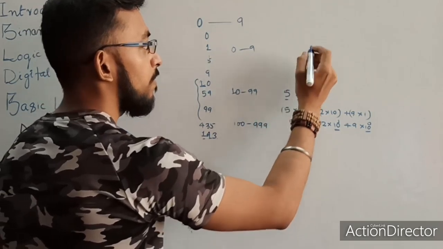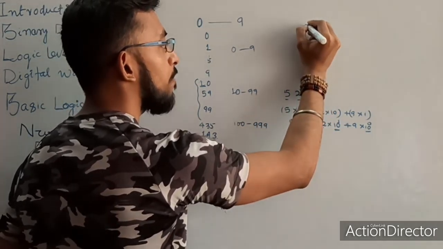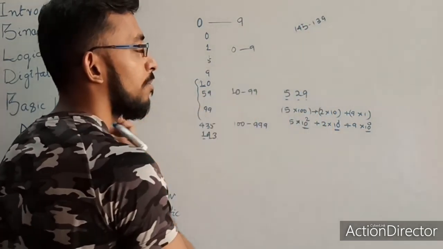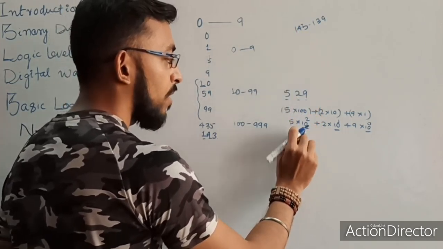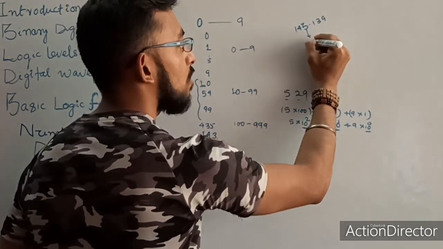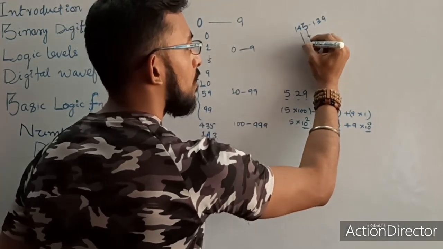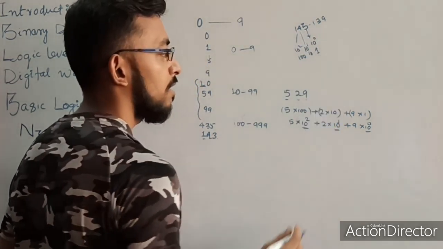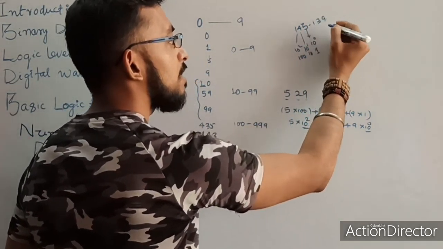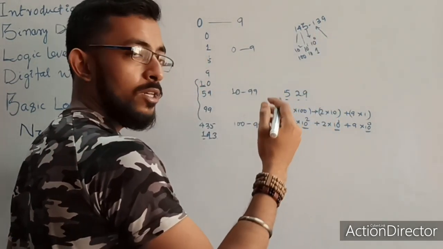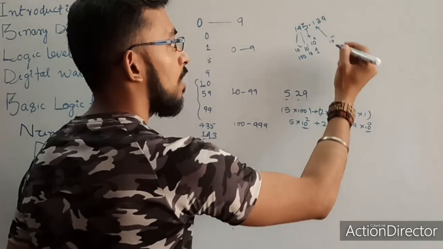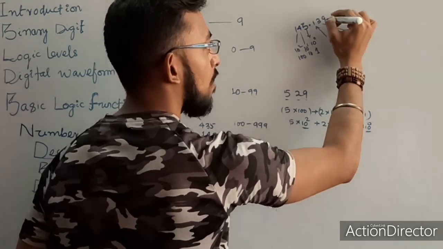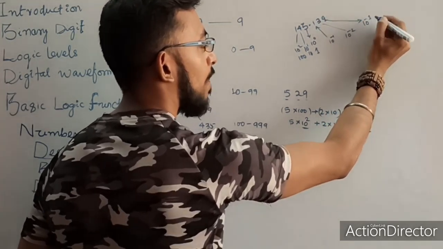This is for a whole decimal number, but suppose a fractional number is also there, say 143.139. What are the weights of this number? For the 3, it is 10 power 0, which is 1. For the 4, it is 10 power 1, which is 10. For the 1, it is 10 power 2, which is 100. After the decimal point, the powers are the inverse of 10. The first digit has weight 10 power minus 1, the next 10 power minus 2, and for the 9 it is 10 power minus 3.